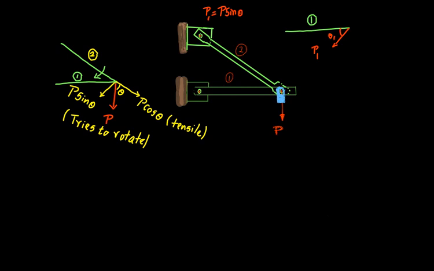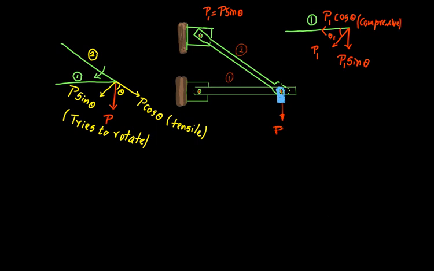Now I can resolve this force into two components. One is the horizontal one, which is capital P1 cos theta1, and the vertical one, which is capital P1 sin theta1. And what is the effect of capital P1 cos theta1? It is quite obvious that it will cause compression. So member 1 will be subjected to compressive stresses.